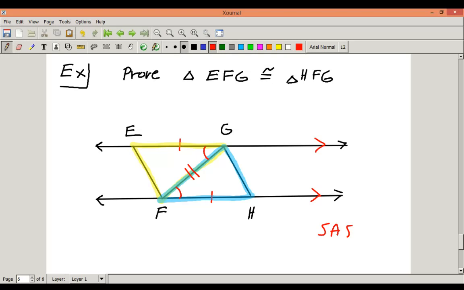We will have three more shortcut ways to prove triangles congruent in the next lesson, but don't worry about that now. At this point, let's just get some practice with our two new postulates. Okay, good luck.